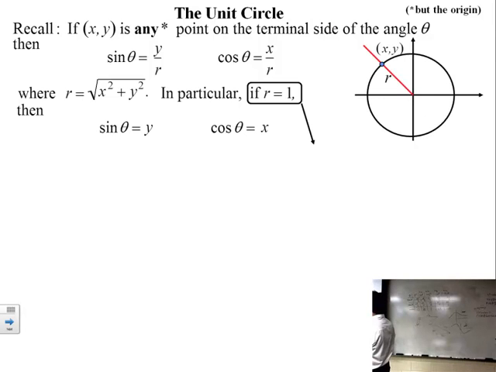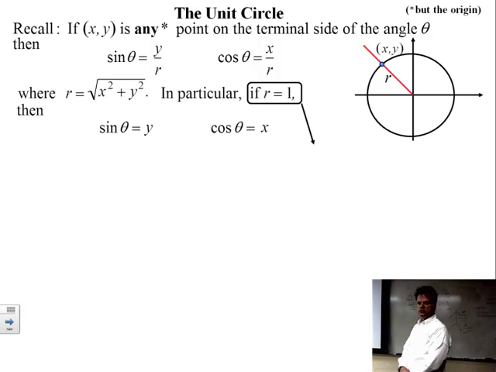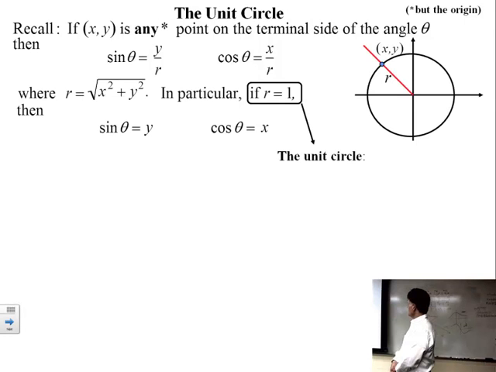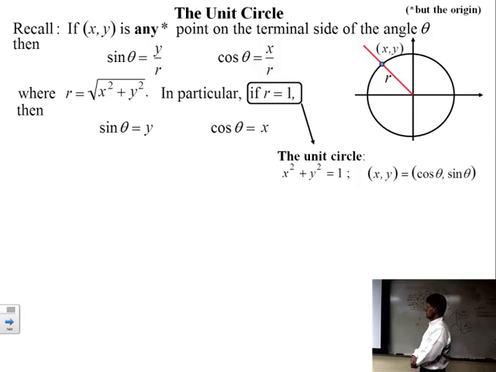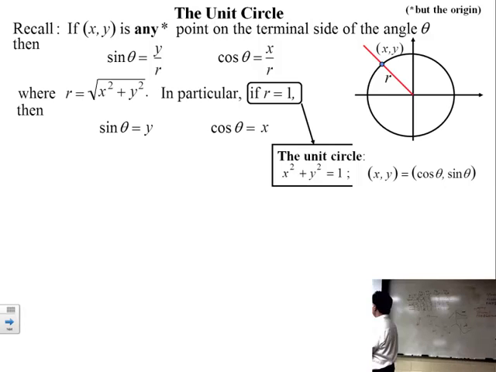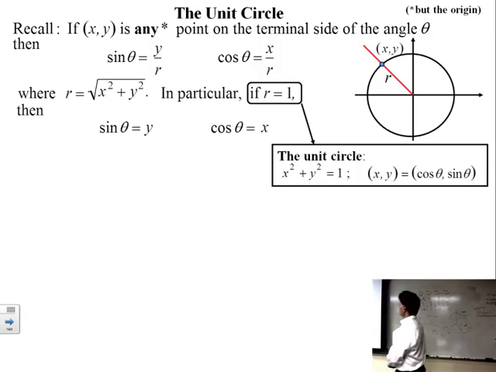So the possible points where the radius is 1 form a circle around the origin with radius 1. This is called the unit circle. So now we come to it. In the unit circle, x squared plus y squared is equal to 1. And the point (x, y) is (cosine theta, sine theta), where theta is the angle that you get to hit that terminal side. So it's nice to work with the unit circle, because things simplify a bit.